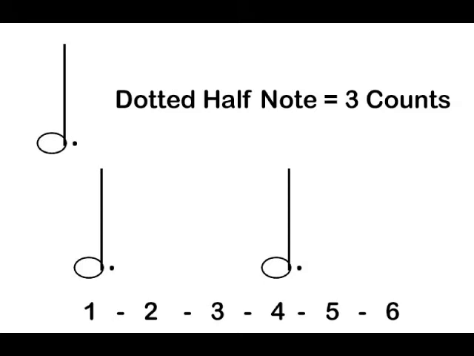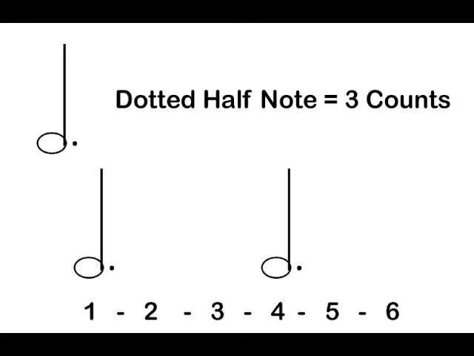If we had two dotted half notes following each other, we would play the first note on the count of 1, letting it ring out on the counts of 2 and 3. Play the second note on the count of 4 and let it ring out for 5 and 6. We use a downstroke in the right hand to play it. So we count 1, 2, 3, 4, 5, 6, or down 2, 3, down 5, 6.